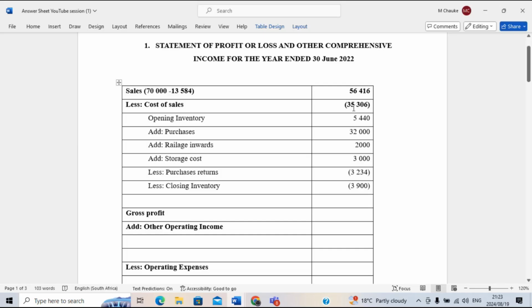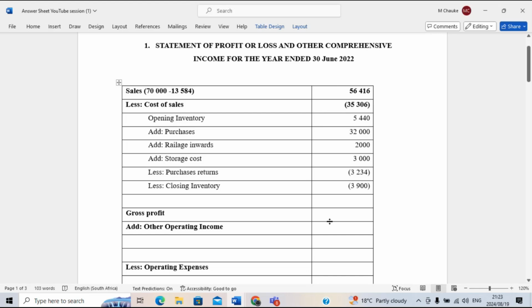And I've given you items that are new. Some of you are seeing this for the first time, that we're going to use to calculate cost of sales, right? Now, I believe we are now fine. Our cost of sales is 35,306. So now we need to calculate our gross profit. So our gross profit is going to be sales minus cost of sales.